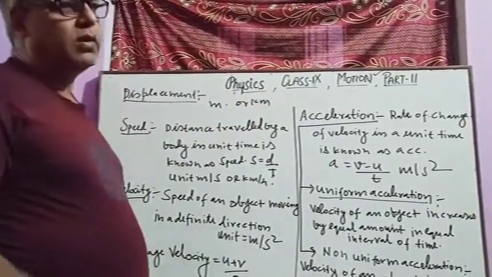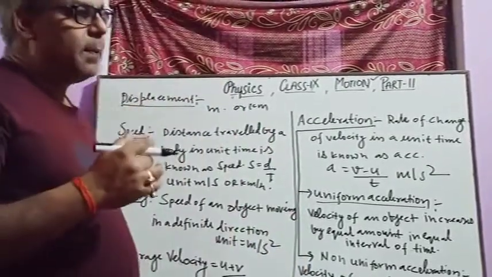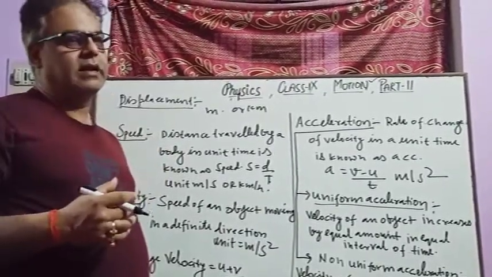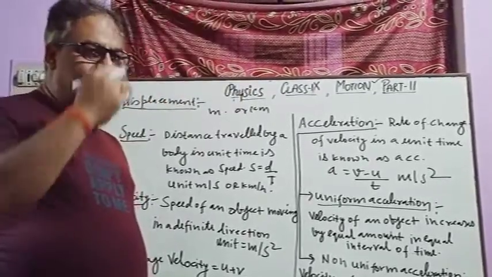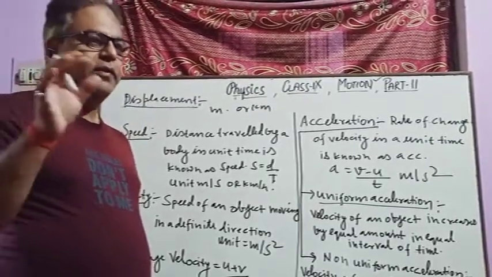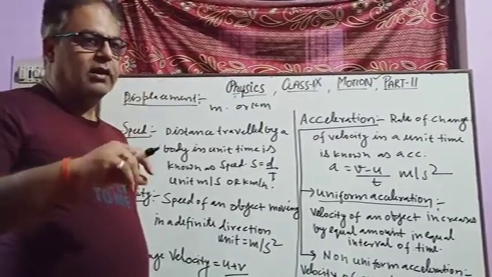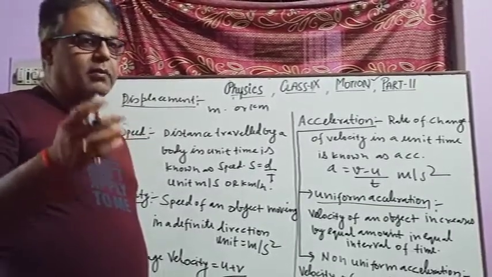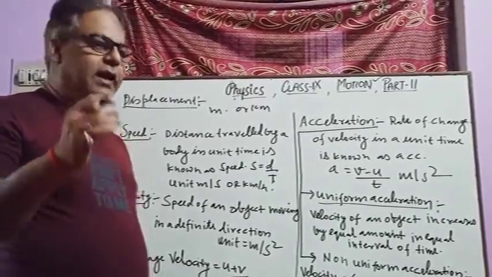But I can tell you the basic difference between distance and displacement. Suppose a person's office is 10 kilometers from his home in the north direction. He goes forward 10 kilometers and comes back to his house 10 kilometers. This time the displacement becomes 0. But if we measure the distance, then the distance becomes 20 kilometers, because distance defines only the actual path, but displacement defines the actual distance as well as direction.